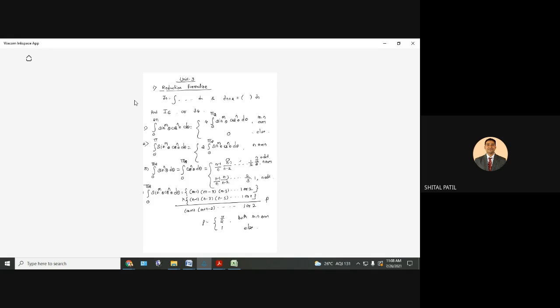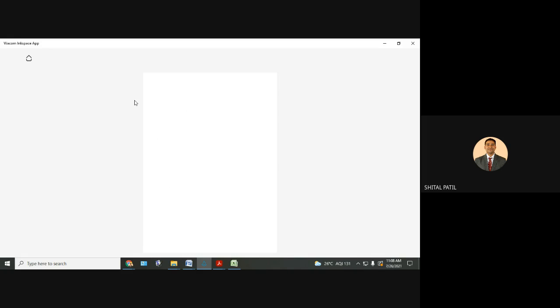Let me change the page. Let me go through one example of this type, where in case of reduction formulas, it is asked to find some value like y5, y6, just to find it. Let me go through one example. So the reduction formula is like this.